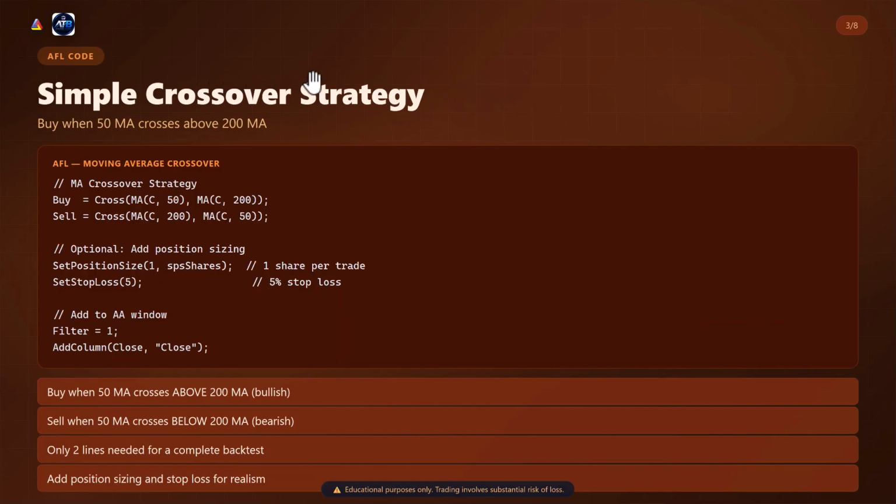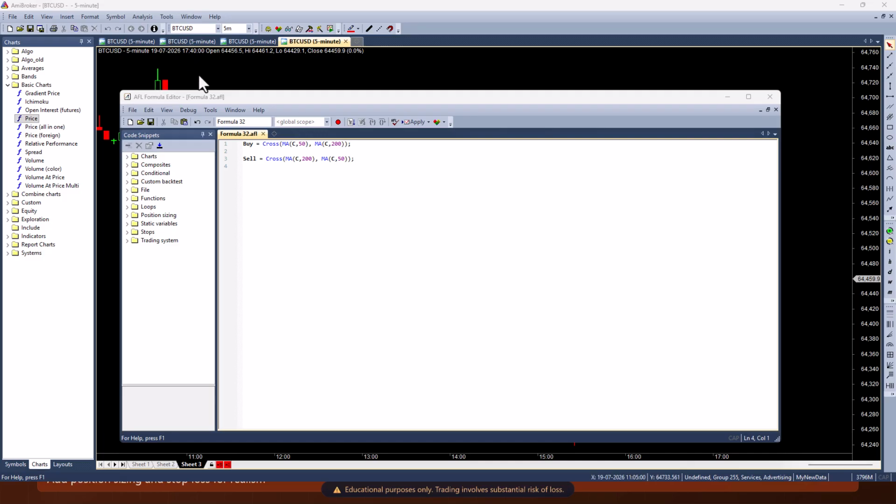Now let's write a very simple strategy. We will use the famous moving average crossover. Simple thing is, when the 50-day moving average goes above the 200-day moving average, we buy. When it goes below, we sell.